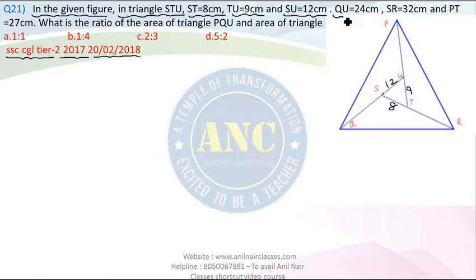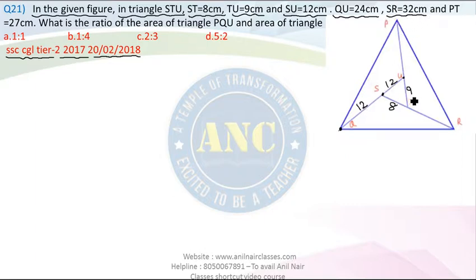Next, QU is equal to 24 centimeter. From Q to U, it is totally 24. From S to U is 12. That means Q to S should be another 12. Then only 12 plus 12 become total 24.